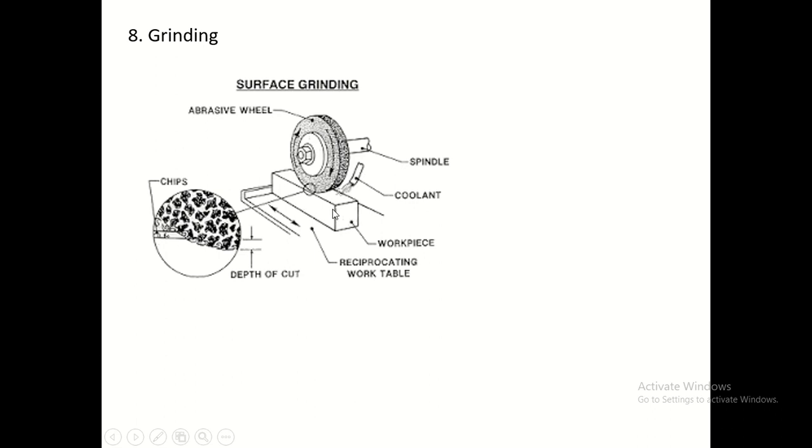The diagram will show the workpiece. If the surface of the workpiece has some irregularities or some amount of burr, then this workpiece will be fed to the grinding wheel, and the grinding wheel will remove some amount of the burr material from the workpiece.